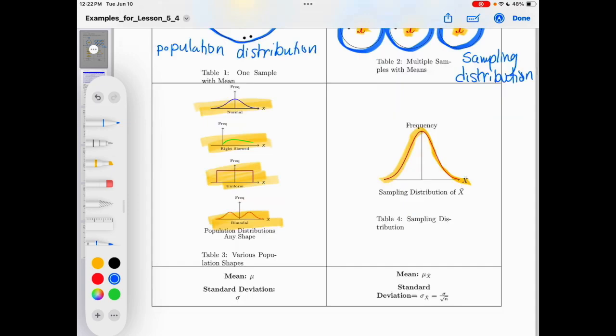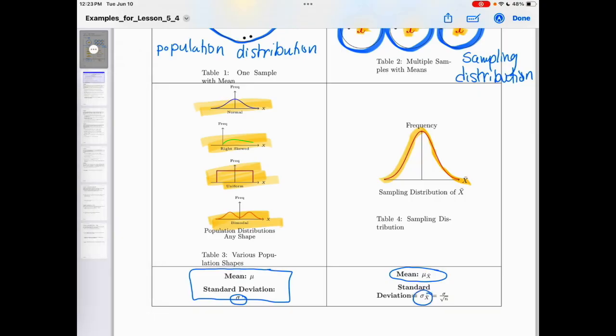Now, some notation. When we're looking at the population distribution, when we're graphing the individual data values of one sample, we've already talked about this, but let's review it. Here are the symbols for the population distribution. We have mu for the mean, and then we have sigma for the standard deviation. When we're looking at the sampling distribution, we have different symbols. So we're going to use mu with a subscript of X bar, and then we're going to use sigma with a subscript of X bar.